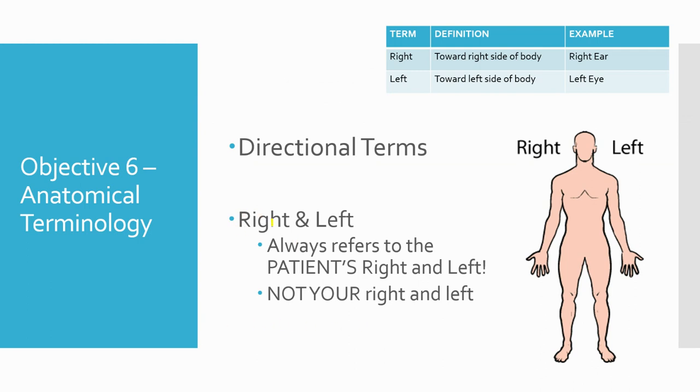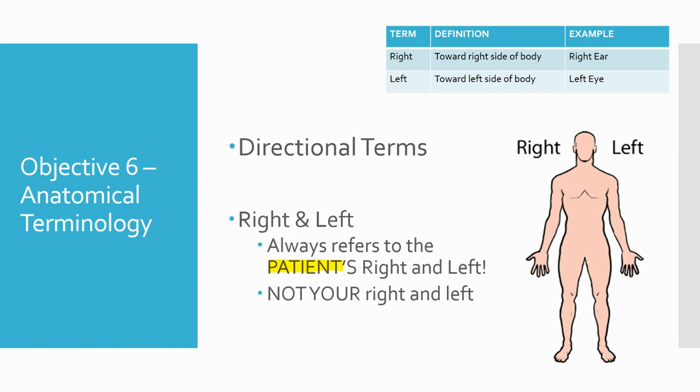So first off is just basic right and left. And this can be a little bit confusing because everything in anatomy is going to be opposite. If you're looking at a person in anatomical position, your right is going to be their left, and your left is going to be their right. So it's important to remember that left and right are going to be for the patient, not for you. And so anytime you're talking about left lung or right lung, or left kidney, right kidney, it's going to be based on the patient.